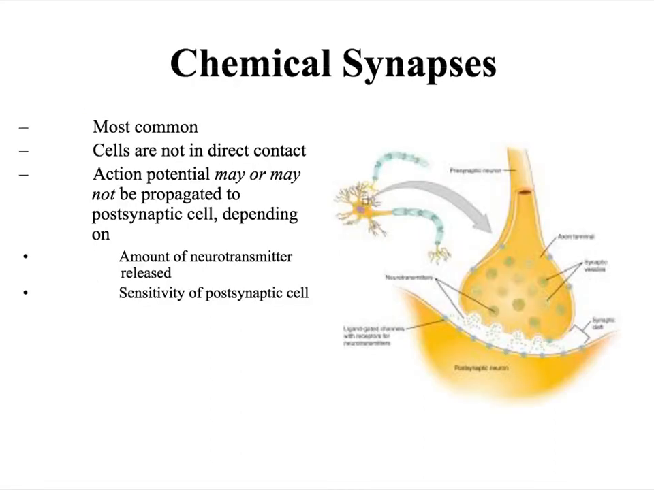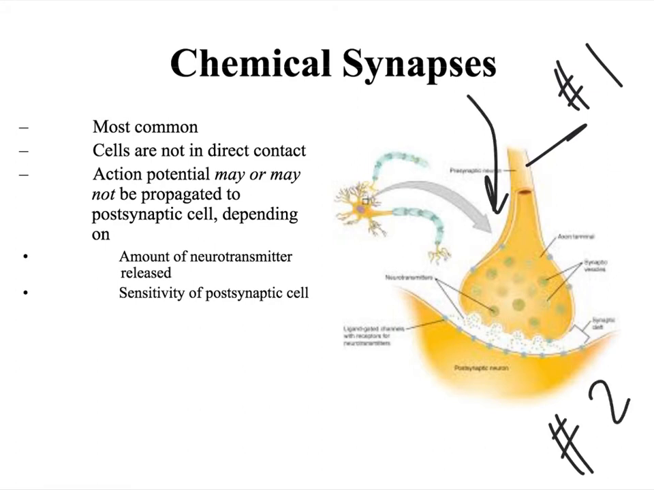By far the most common type of synapse you'll have in your body is called a chemical synapse. Unlike the electrical synapses, which have cell-to-cell contact, with these the cells don't actually touch. What you're seeing here is your neuron number 1, which is your presynaptic cell, and here is your postsynaptic cell. So the information will be coming down this pathway.